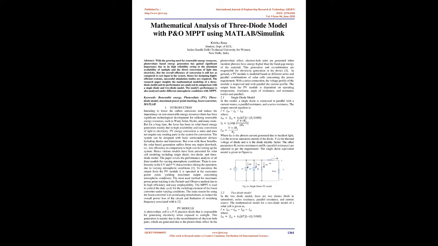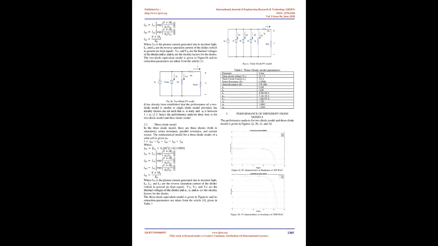2. PV module. A photovoltaic cell is a P-N junction diode that is responsible for generating electricity when exposed to sunlight. This generation is mainly due to the photovoltaic effect. Electron-hole pairs are generated when incident photons have energy higher than the band gap energy of the material. This generation and recombination are responsible for electricity generation in the device.